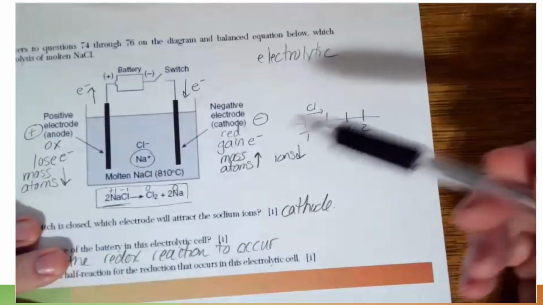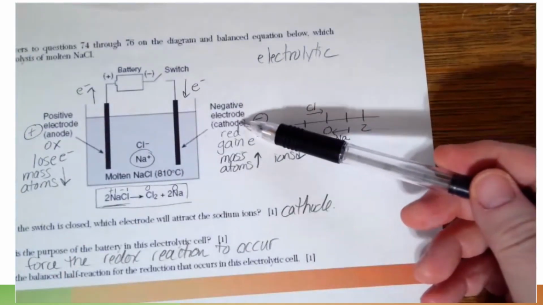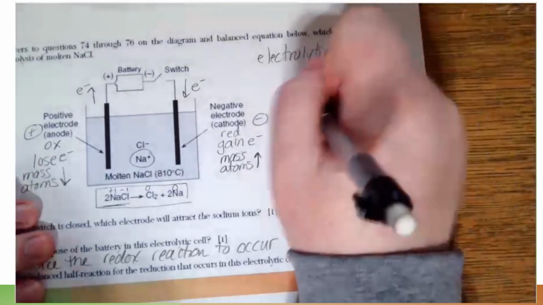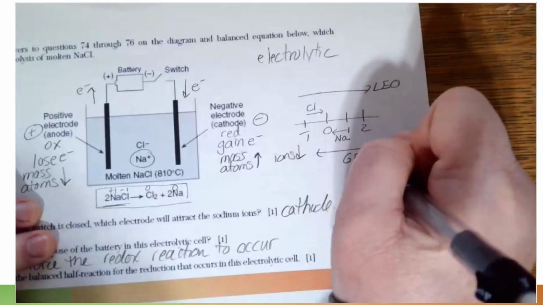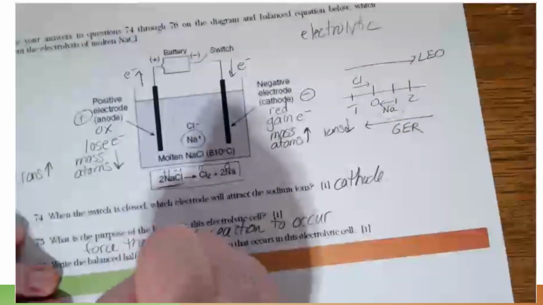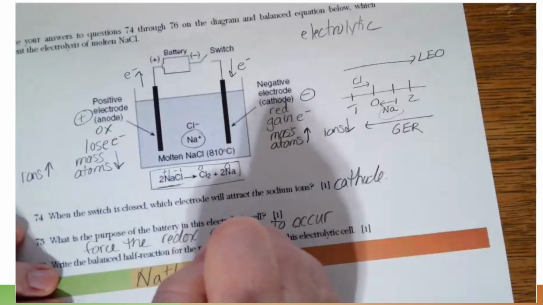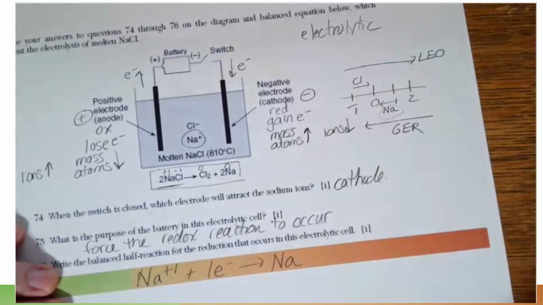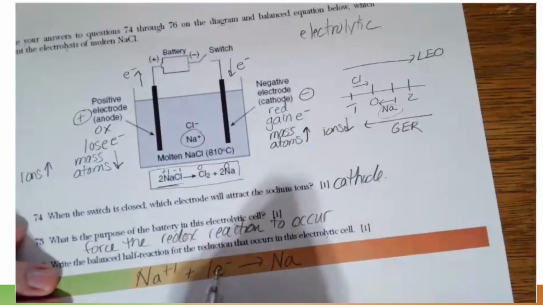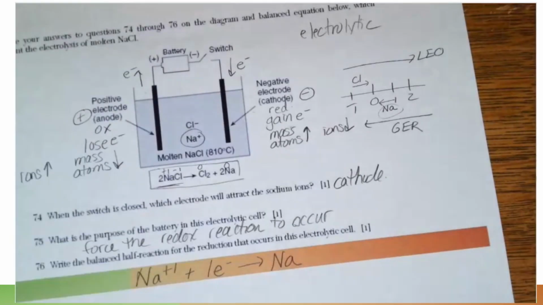So which one is reduction? So reduction is at the cathode, and remember, going this way is LEO, and going this way is GER, so that's Na, right? So Na started with Na+, gained an electron, and it was just 1 electron to Na. Is that balanced? 1 Na, 1 Na, +1 plus -1 is 0, and 0 on this side. So voila, there we go.